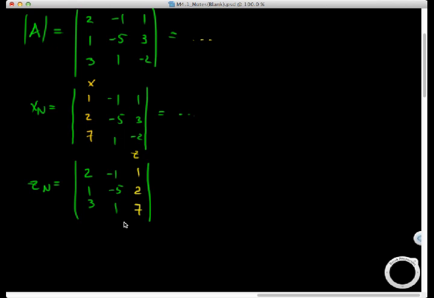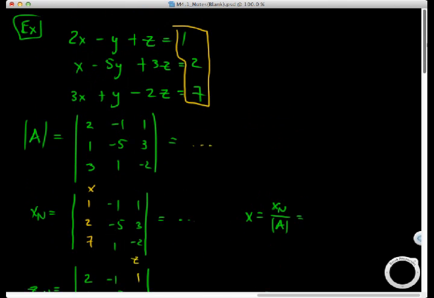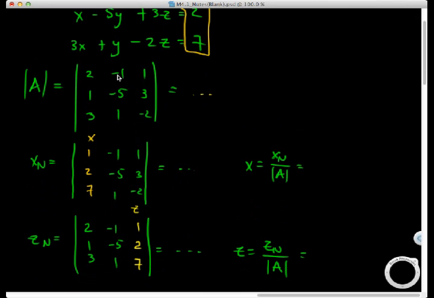The z column changes. The y numerator would have been the same matrix, except the middle column would have received those. I would find these determinants, and to find my x solution, that would just be the x numerator divided by the determinant of A. The value for z would be the z numerator divided by the determinant of A, and then y would follow suit. So Cramer's rule is a nice, quick little technique. It's very formulaic, so it's pretty easy to follow, and thanks for watching the video. See you guys next time.